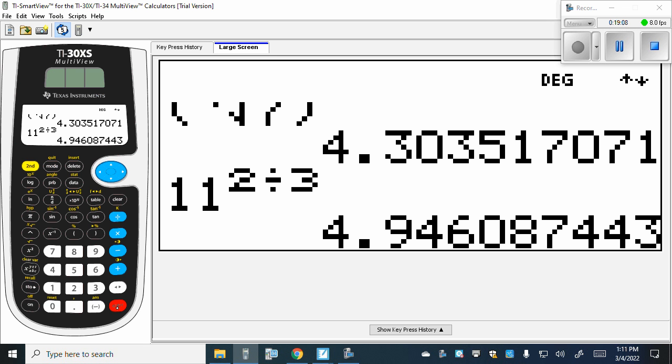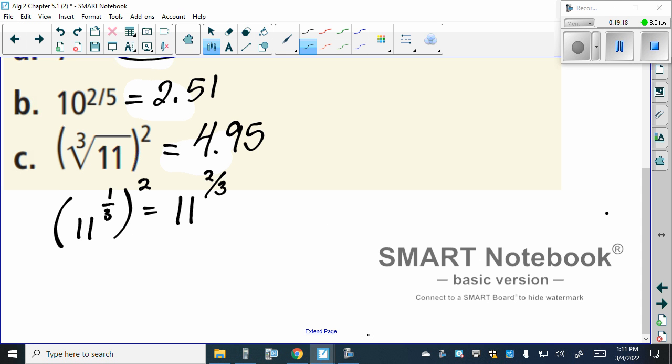So writing them in the different ways, one can be more helpful than the other, depending on which calculator you're using. Any questions on these here?